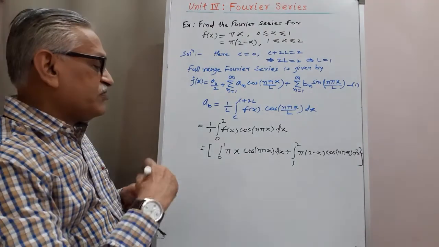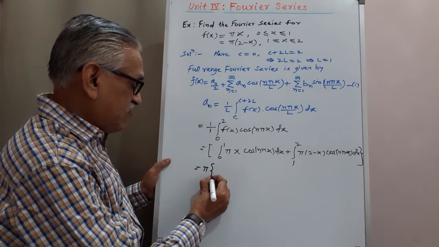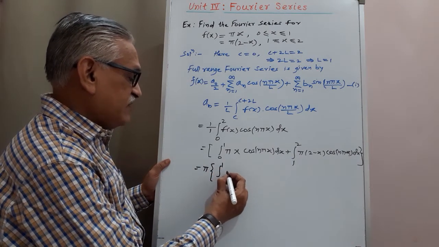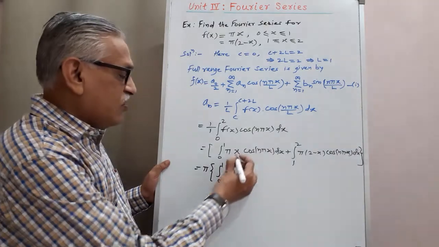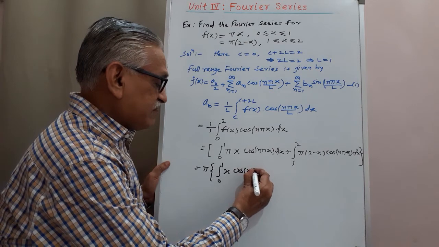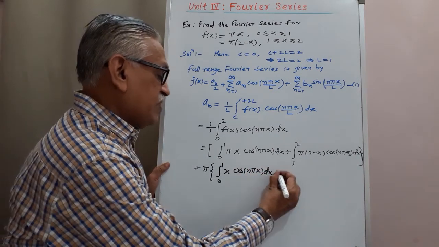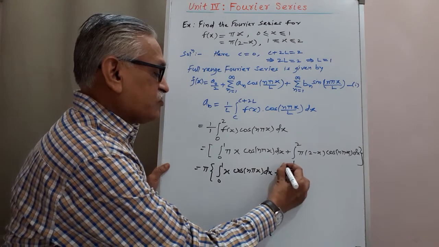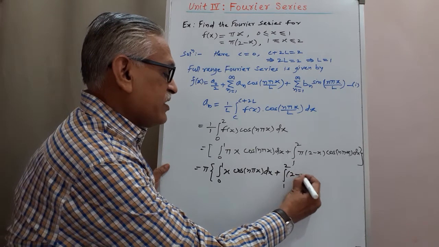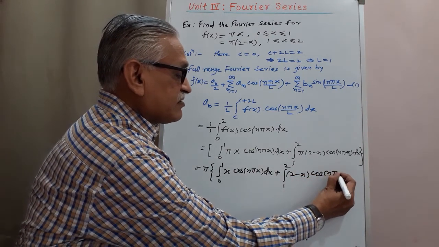We take pi common from this, and therefore the integral from 0 to 1 of x cos(n pi x) dx plus integration from 1 to 2 of (2 minus x) into cos(n pi x).